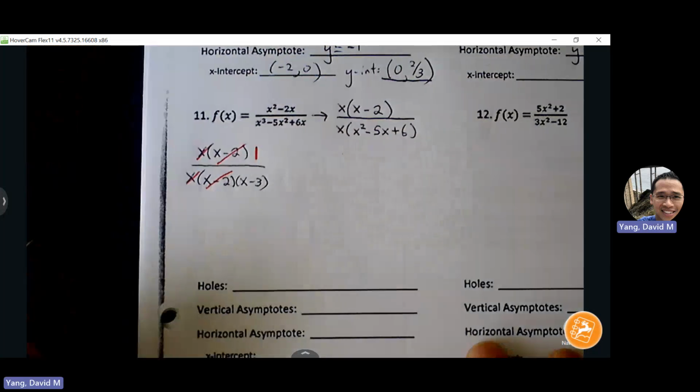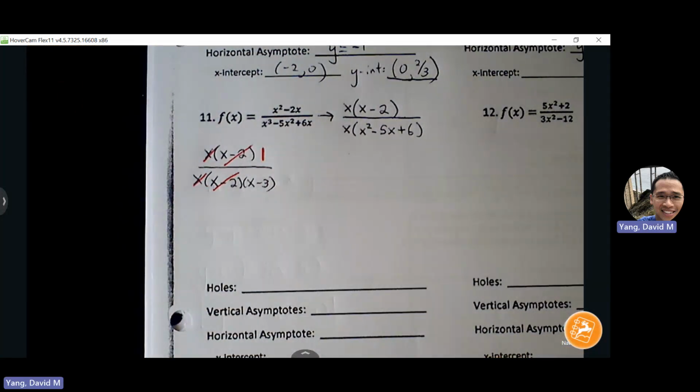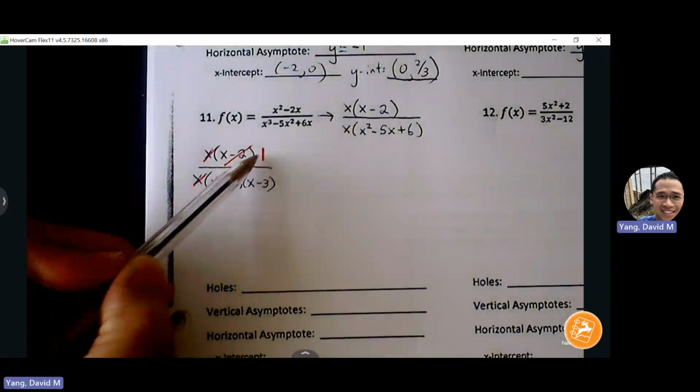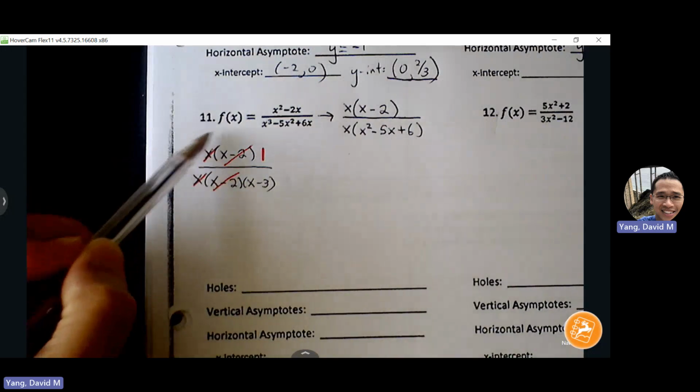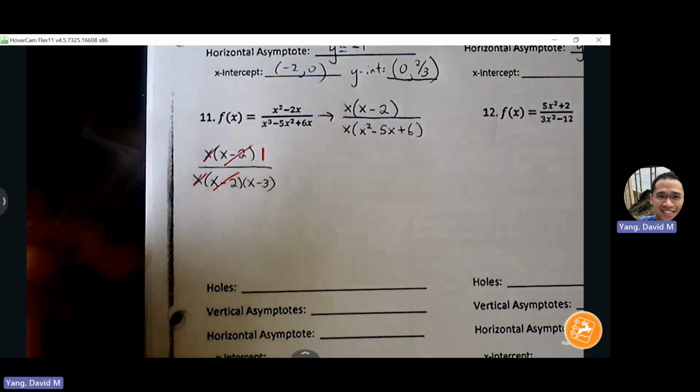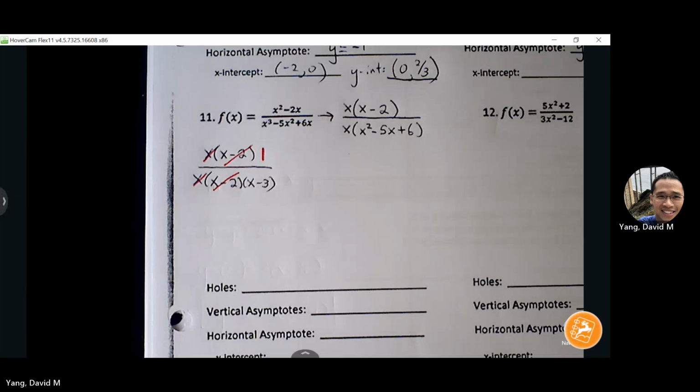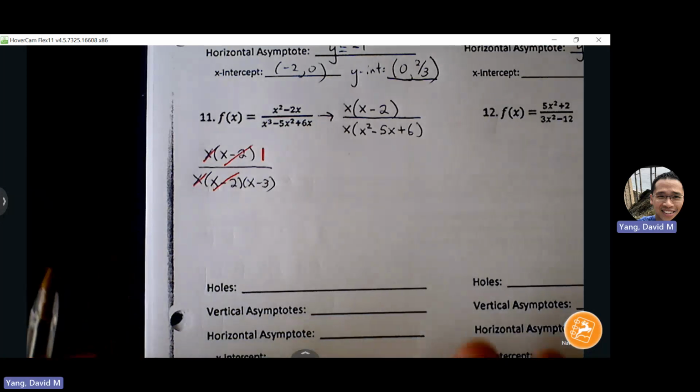So I want to make sure that we understand that even if everything goes away in the numerator, it's not a 0, it's still a 1. So our cleaned up expression is 1 over X minus 3, but there are going to be some holes that are still part of our graph, even though it cancels out.